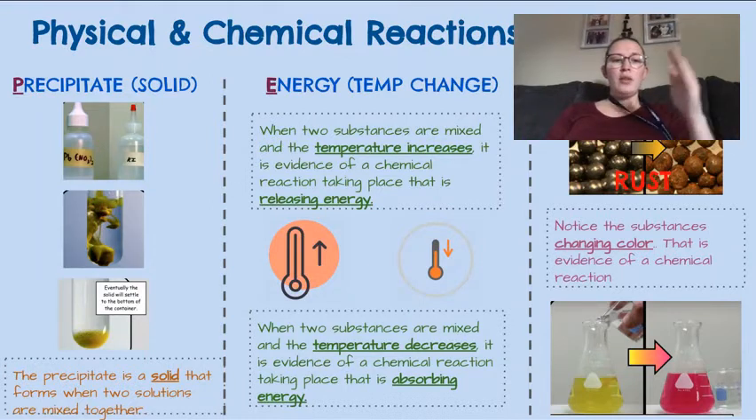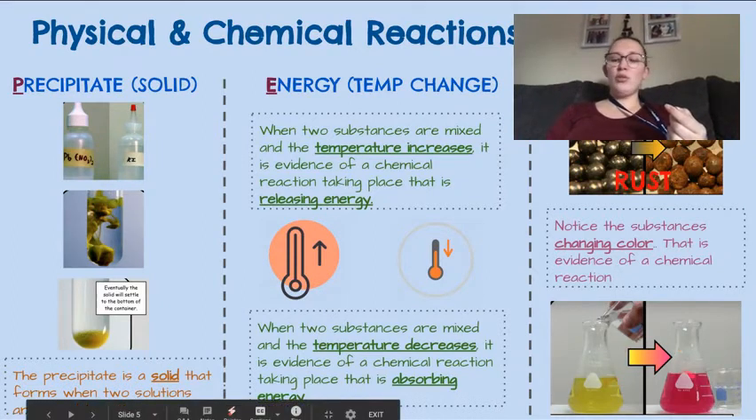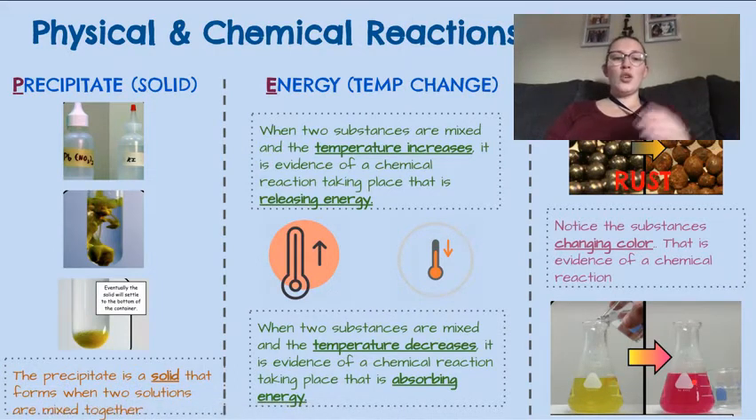So we've talked about precipitate, a solid that settles at the bottom. We've talked about energy change, which is either temperature increasing, so hot, or temperature decreasing, so cold. And then color change, rusting, or simply changing from a yellow to a pink. Those are evidences of chemical reactions. So we have done please excuse coughs.